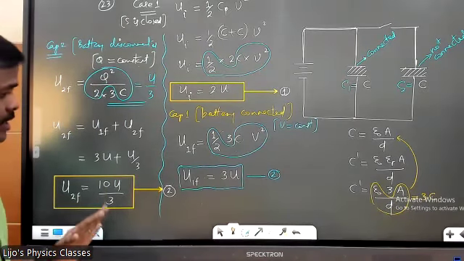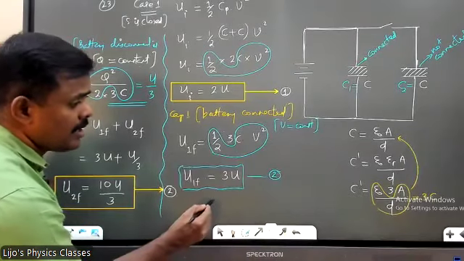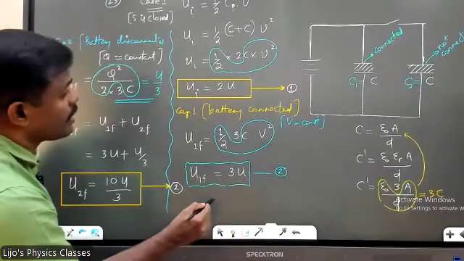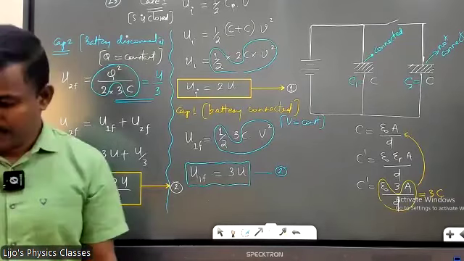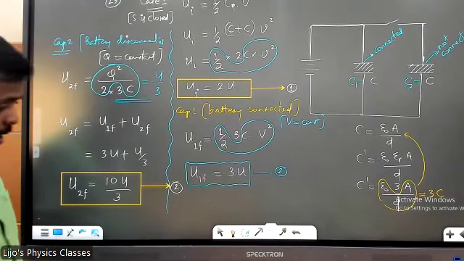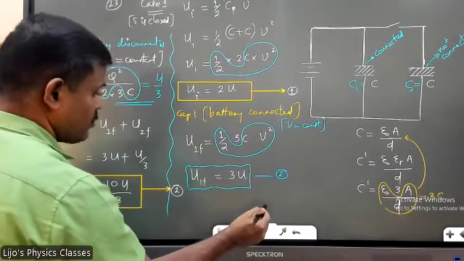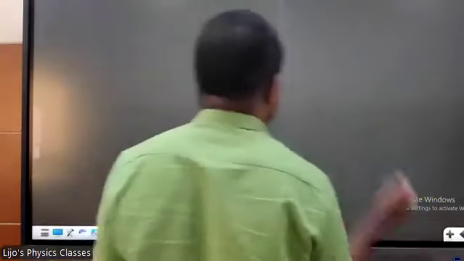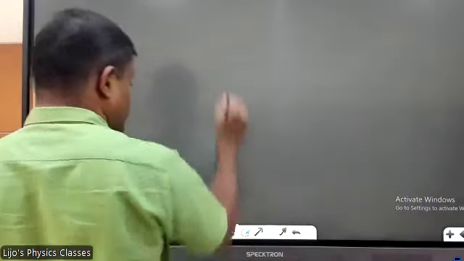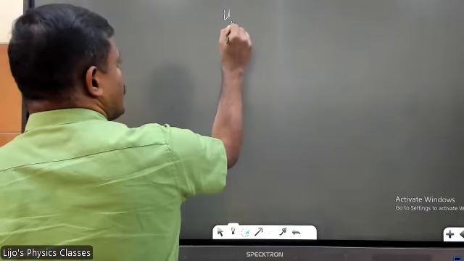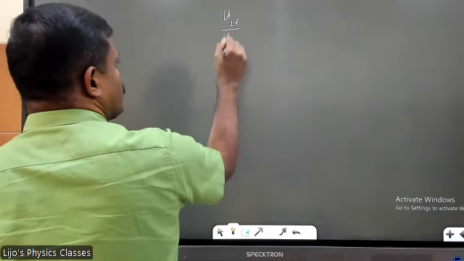Now that I got the initial energy and final energy, I can finally find the ratio. I'll just keep these values in mind and move to the second case. They're asking you to find the ratio of initial energy to final energy.